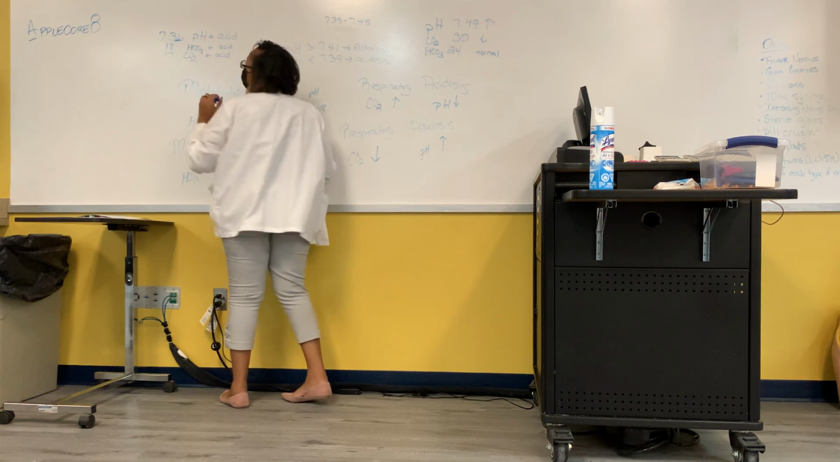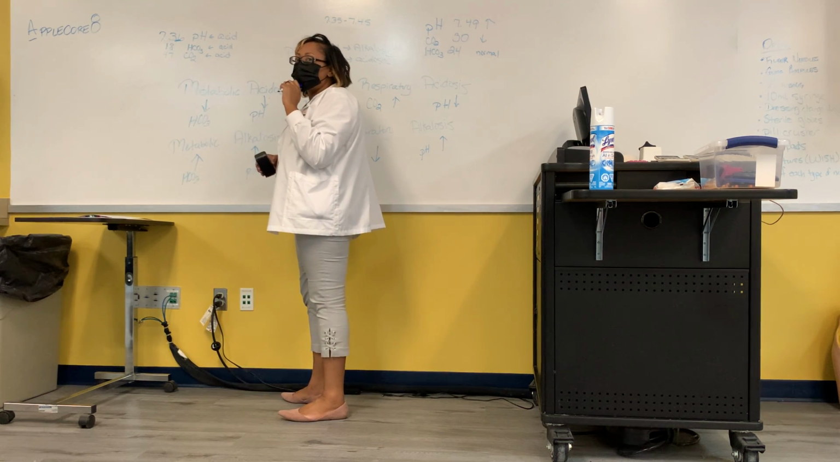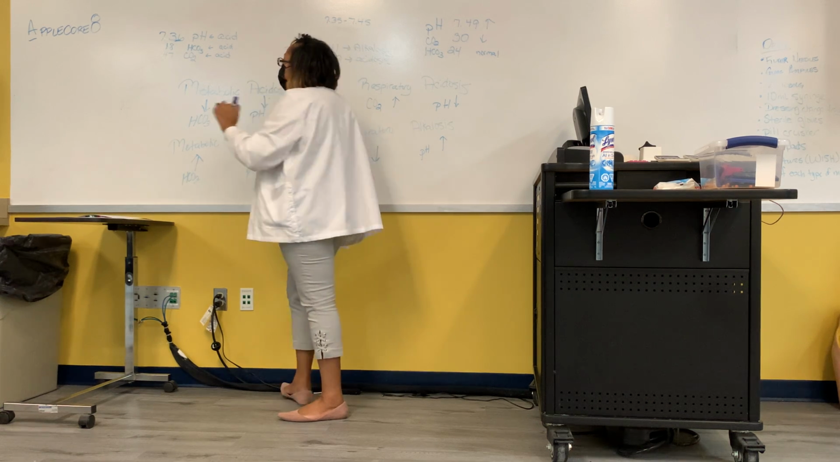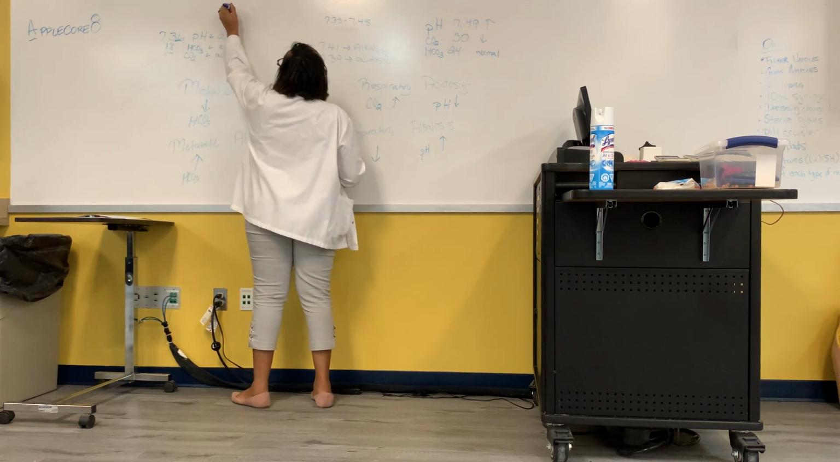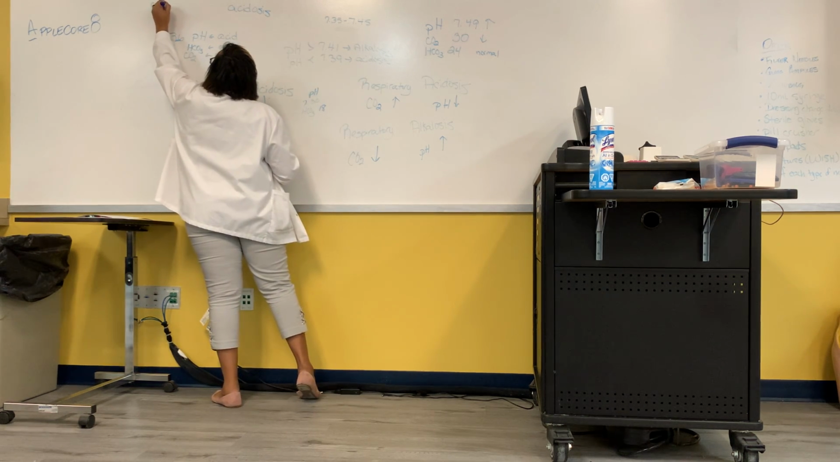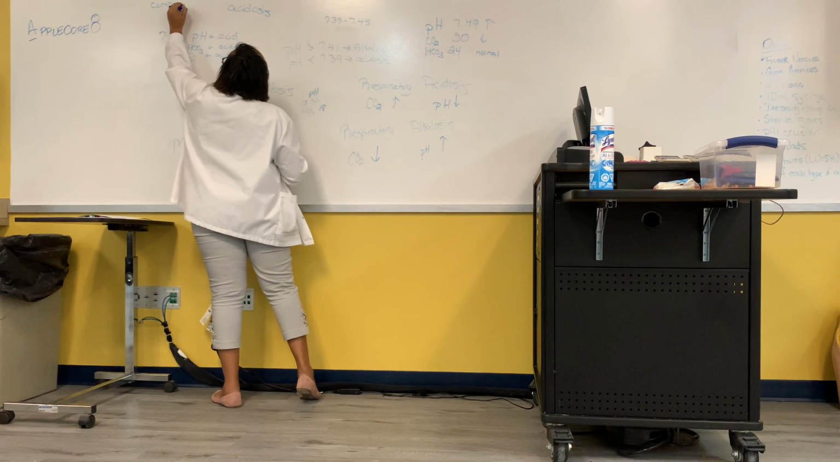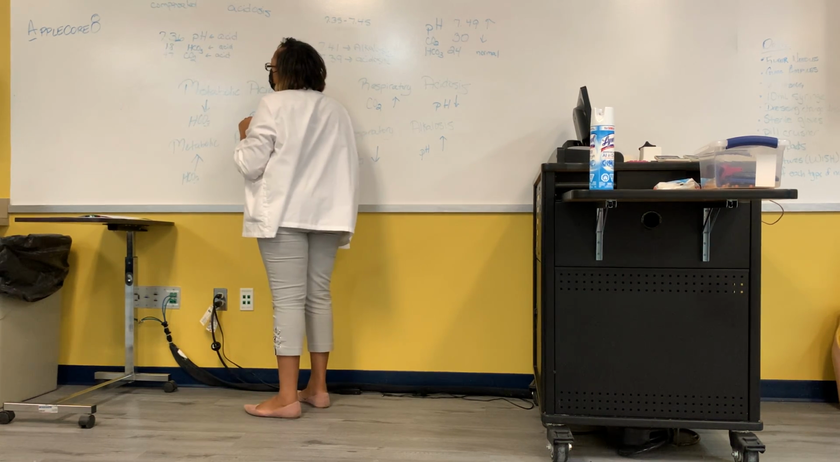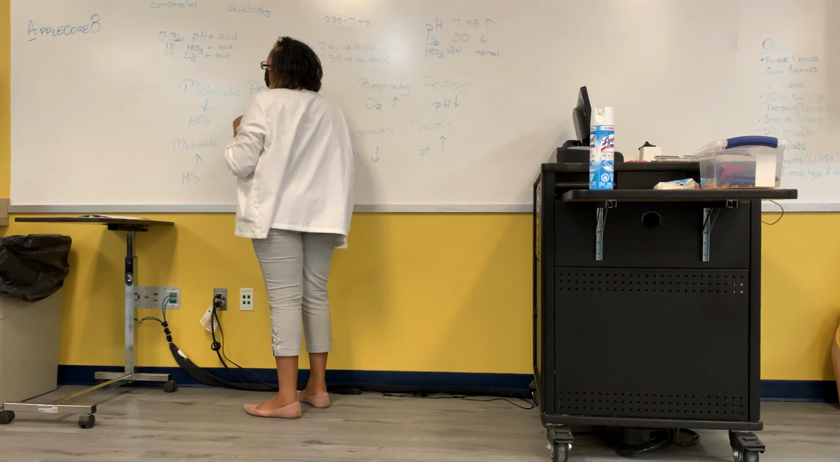This tells you that it's compensated, because the pH is 7.36. So you have an acidosis, the body's working on it, and it's compensated. So how do you know what caused it? Which one is the most off? The metabolic, 47. I think it's the 47.